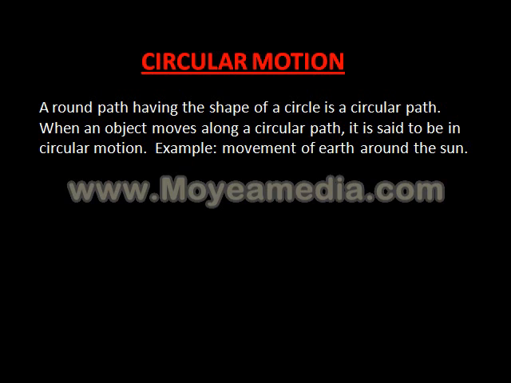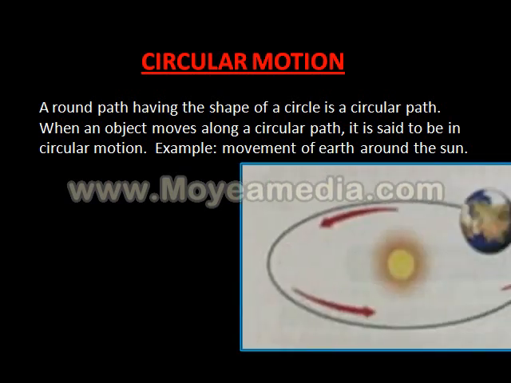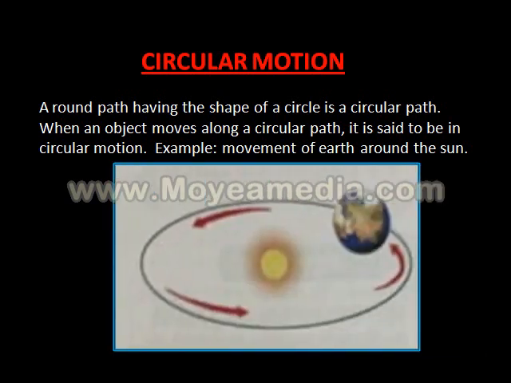For example, the movement of Earth around the Sun. Earth moves around the Sun in an orbit which is almost circular in shape, and that is why the revolution of Earth around the Sun is said to be circular motion.